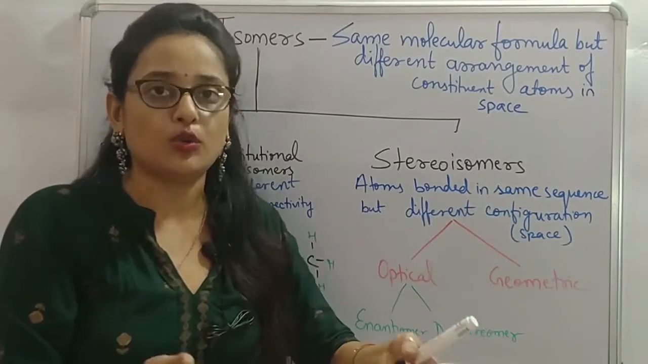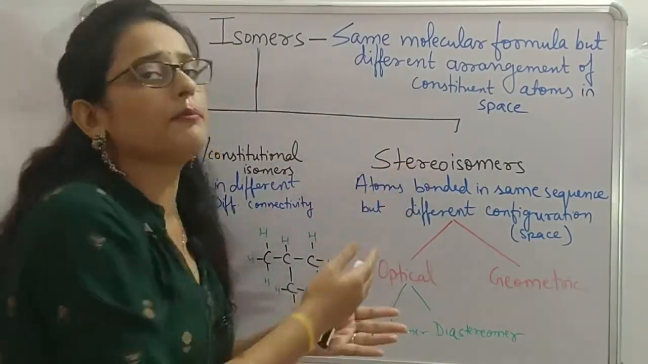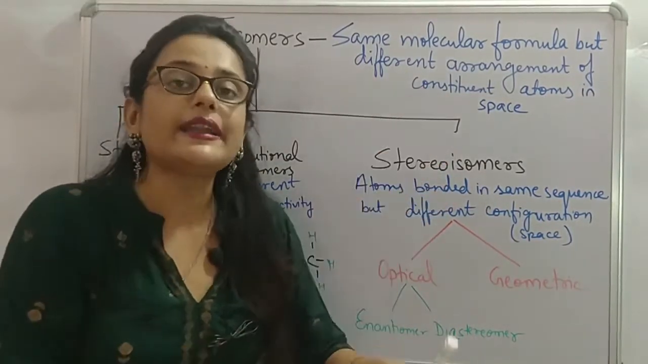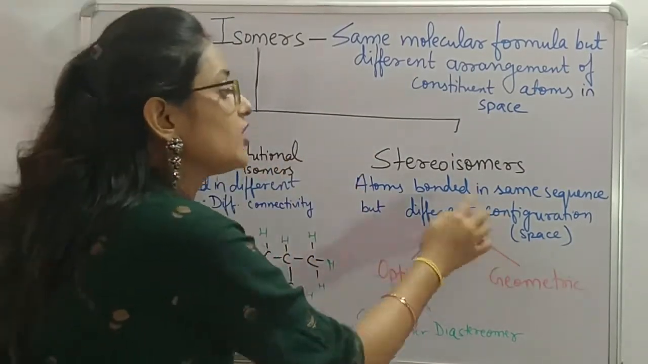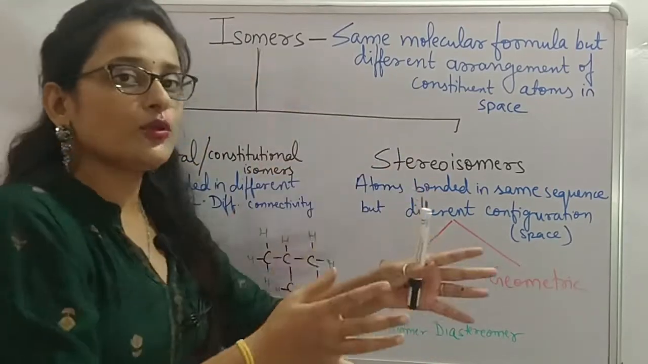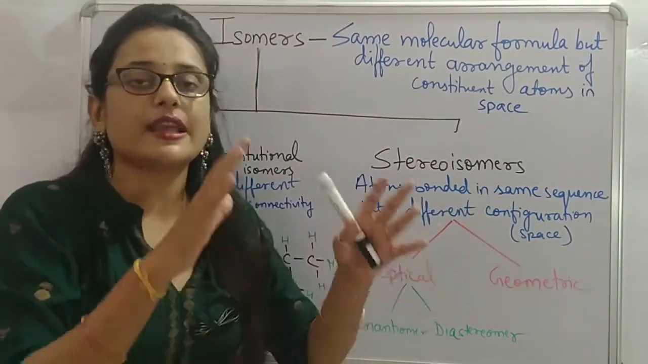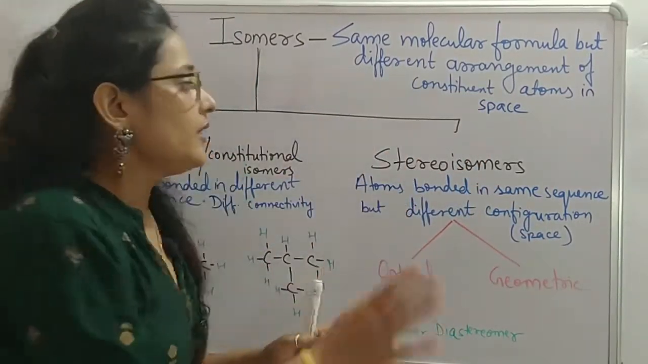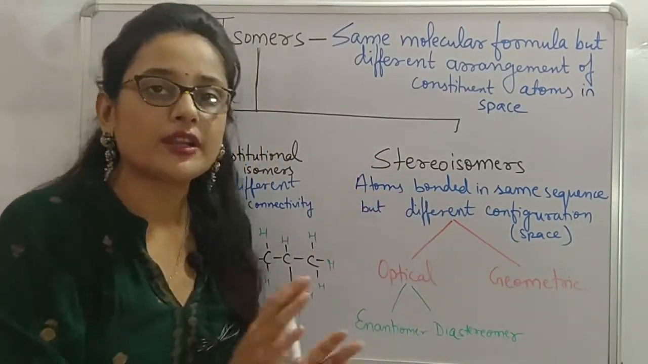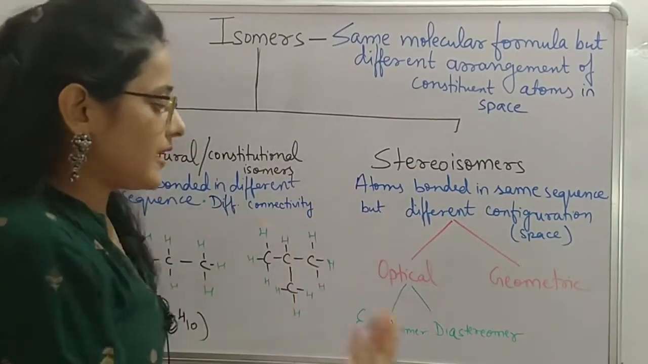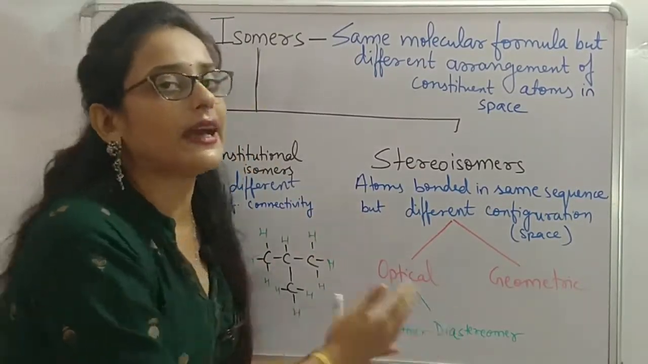In case of D and L glucose, let's suppose D and L glucose is an example of stereoisomer. So the side atoms are different. They have the same main connectivity but different configuration. That is, the constituents are arranged in different ways in three-dimensional space. Now, stereoisomers are of two types: optical isomers and geometrical isomers. Optical isomers are of two types: enantiomers and diastereoisomers.